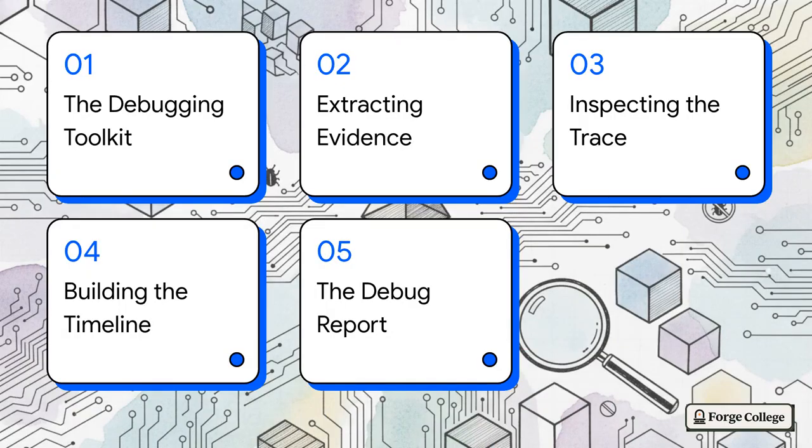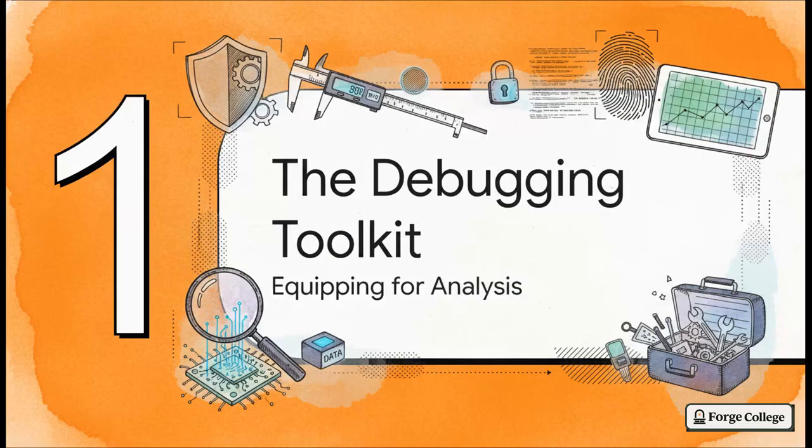Here is the engineering blueprint for today's investigation. We are going to cover the debugging toolkit, extracting evidence, inspecting the trace, building the timeline, and finally, the debug report. Section 1, the debugging toolkit.